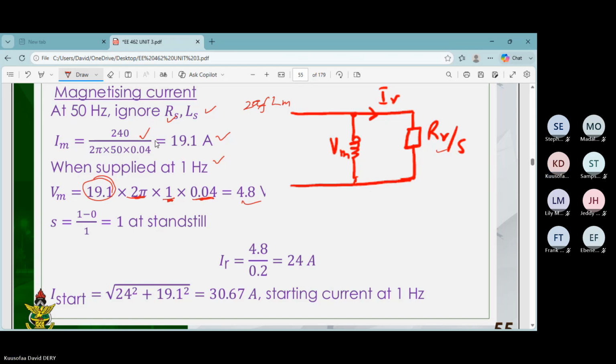But that is what it is, and that is how you go about it. So I'll find out why he's making that approximation at this point. So at higher frequencies, why he's neglecting these values, I'll try and find out why that is so.